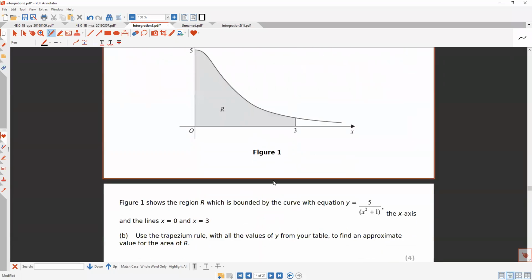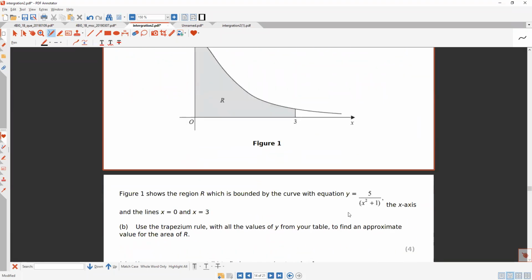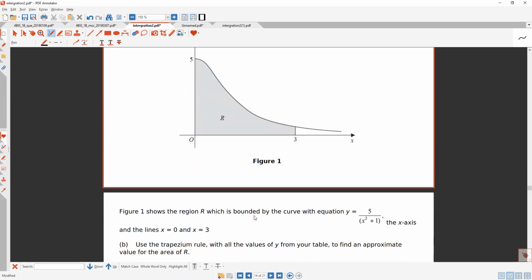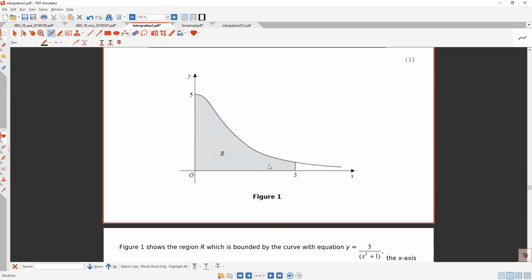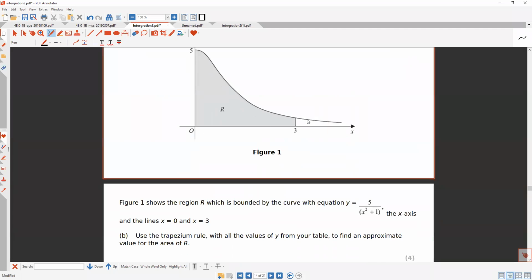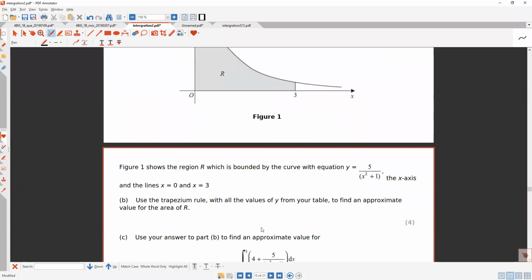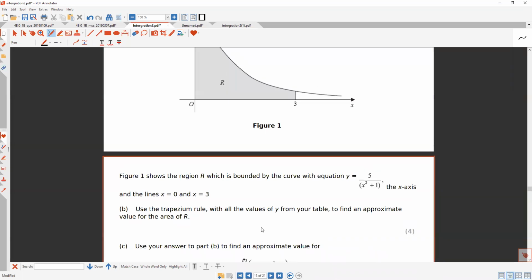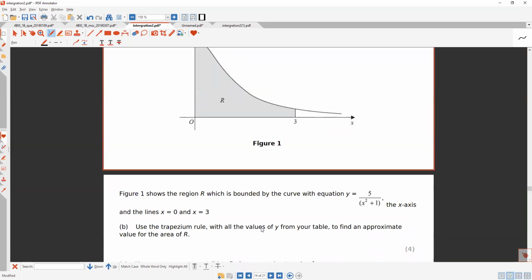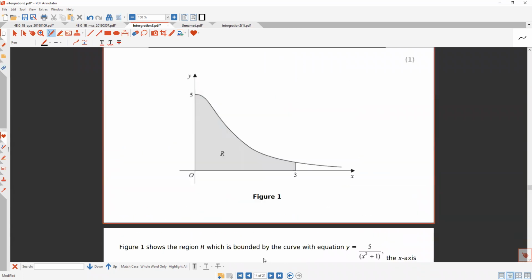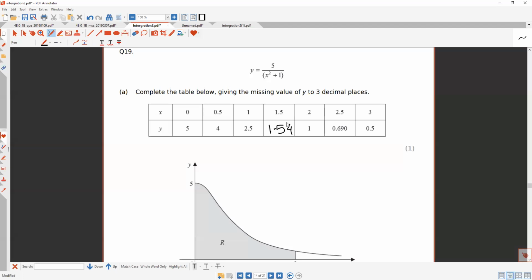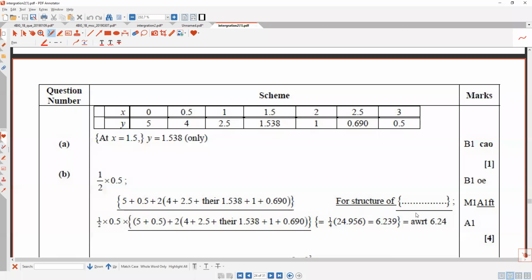Now next they said the R is bounded by so and so, and it is cutting the x-axis, from 0 to 3. Fine. Now, use the trapezium rule with all the values from your table to find an approximate value of area R. You know what? I will leave it up to you guys. I already showed you the video, and also I showed you 20 minutes back. So remember what I did. Try to do it on your own. All of you were able to get the trapezium rule answer to be 6.24.